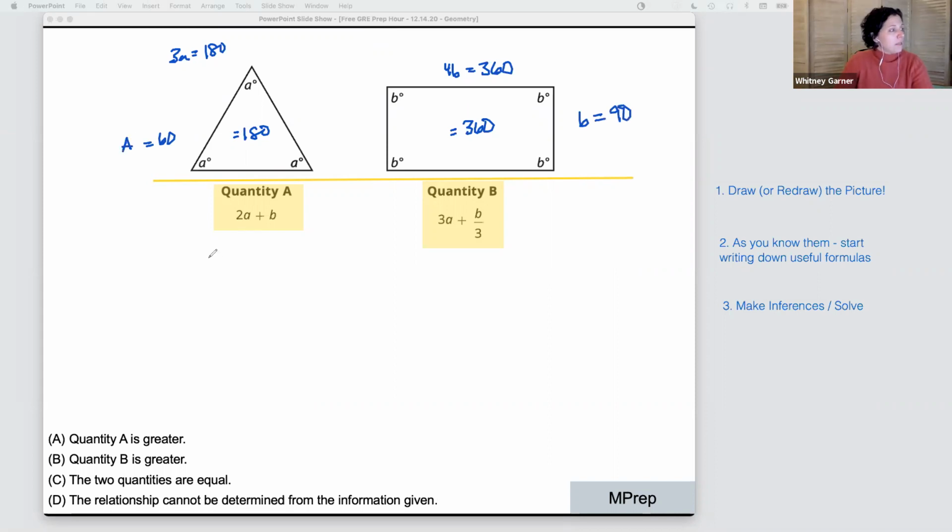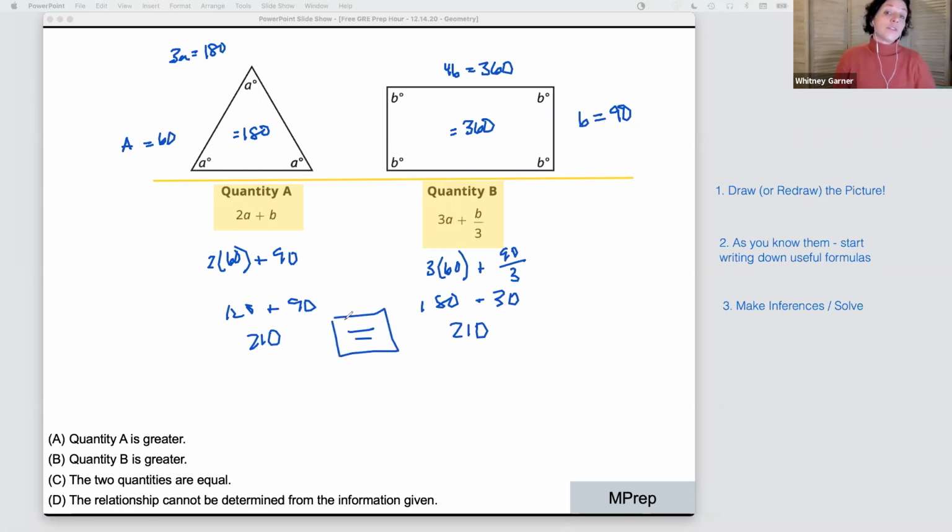And so I'm going to plug in. So 2 times 60 plus 90 compared to 3 times 60 plus 90 over 3. So 120 plus 90, 180 plus 30, and they're the same, 210 and 210. The two sides are by definition equal, so the correct answer is C.